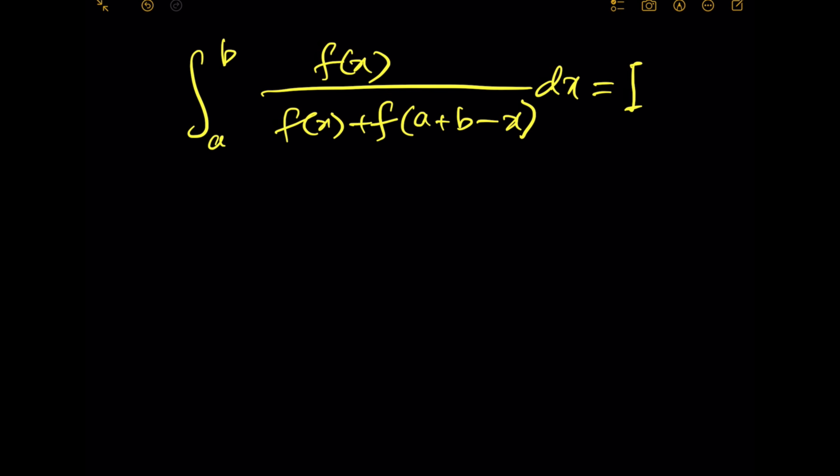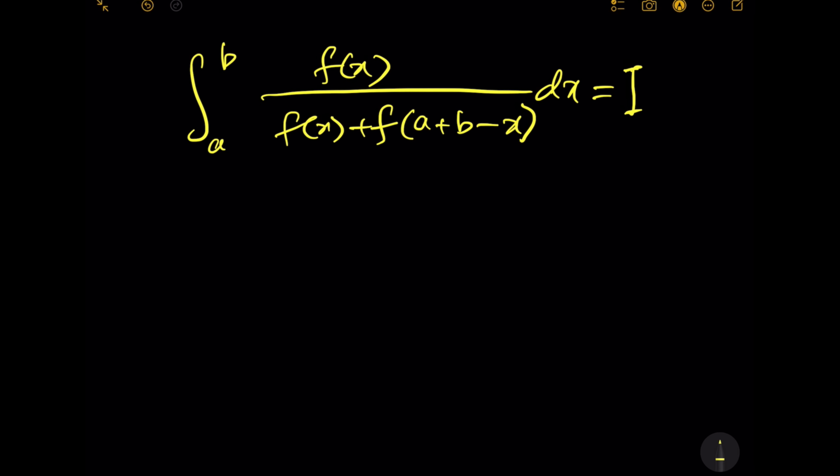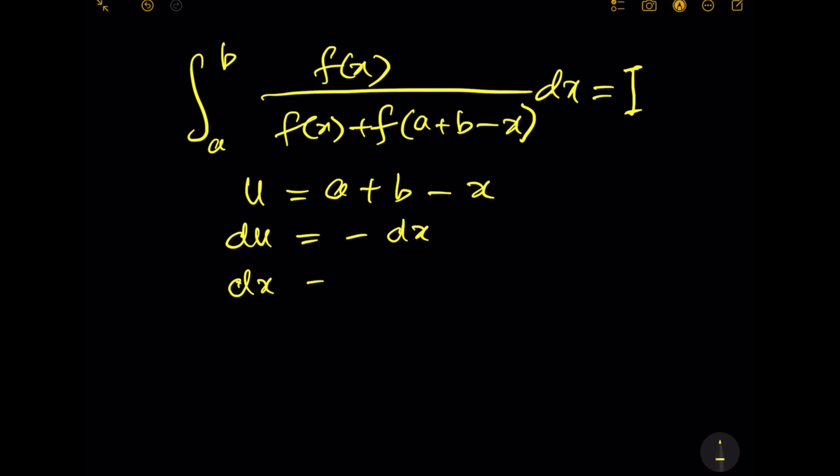The first objective is to prove this generic integration of function f is equal to the answer I, which we will find out later. But first step, replace u equals a plus b minus x. Therefore, du equals negative dx, or dx is negative du. So this is needed later.